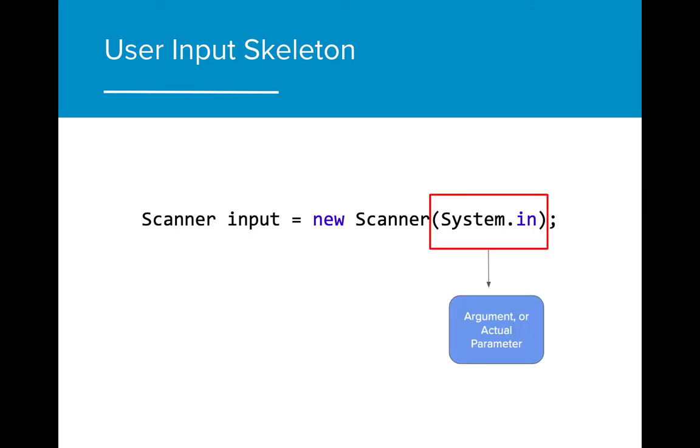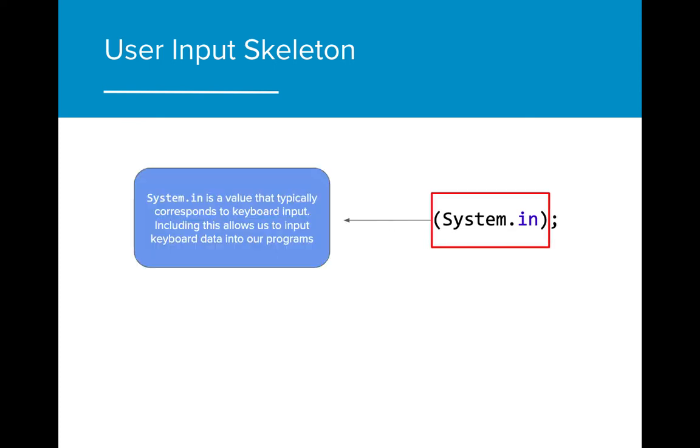The last component is the argument, or actual parameter, that is being input into the Scanner. An actual parameter is a variable or value that you want to use in a given program. In order to create this new Scanner, we must give it the input value of System.in. System.in is a value that typically corresponds to keyboard input. Including this allows us to input keyboard data into our programs. This belongs to the same class as System.out.println.